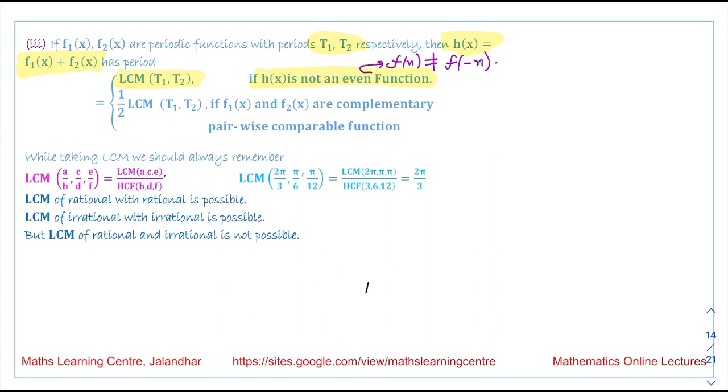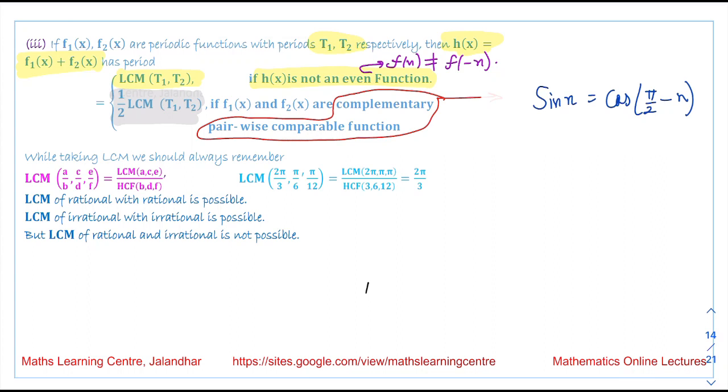And the second thing is that it will be equal to half the LCM of these two values, if f1(x) and f2(x) are complementary pairwise comparable functions. What this condition means is that complementary pair means we have a function sin x, and we write another function, cos x.